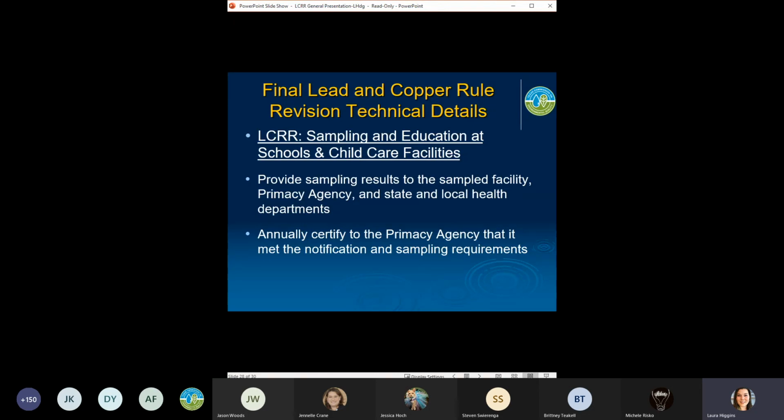Additionally, with the new rule, there's a provision to provide sampling results to the sampled facility, the primacy agency, the state, and the local health departments, and annually certify to the primacy agency that it met the notification and sampling requirements.